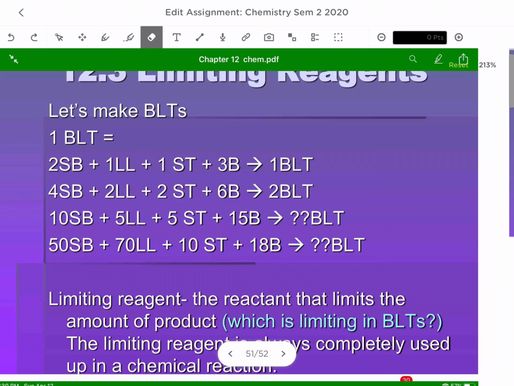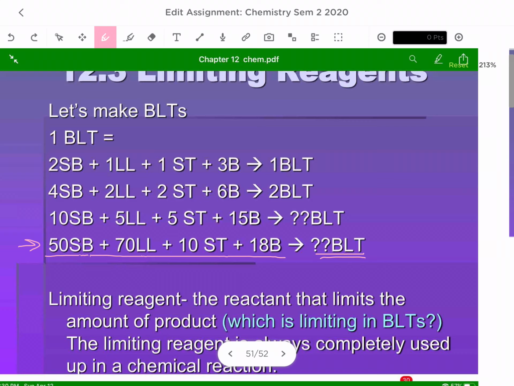Okay, so let's look at our ingredients. Let's say I wanted to make BLTs for the whole classroom right here. And I went to my refrigerator and my pantry, and these are all the ingredients I had in my pantry and my refrigerator. So if I look here, if I have 50 slices of bread, I can make 25 BLTs from that 50 slices of bread.